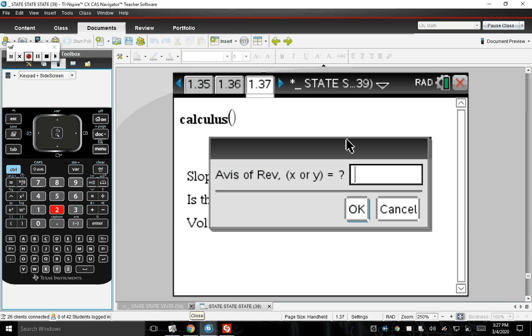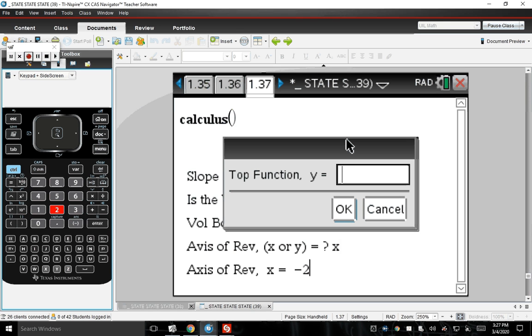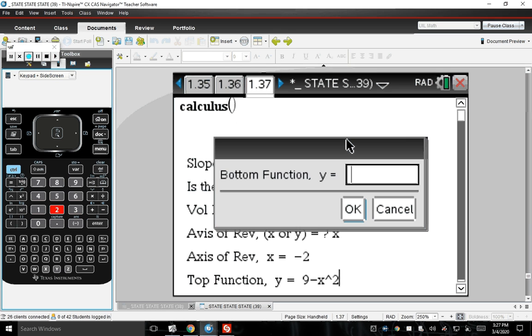What's your axis of revolution? X equals or y equals? X equals. So put x. Then it asks you, what is it? X equals what? -2. What was the top function? Just as it normally lies. Negative x squared plus 9, right? So let's put negative x squared, or that. Do I have to like put parentheses? Nope, that's fine. And what was the bottom function?